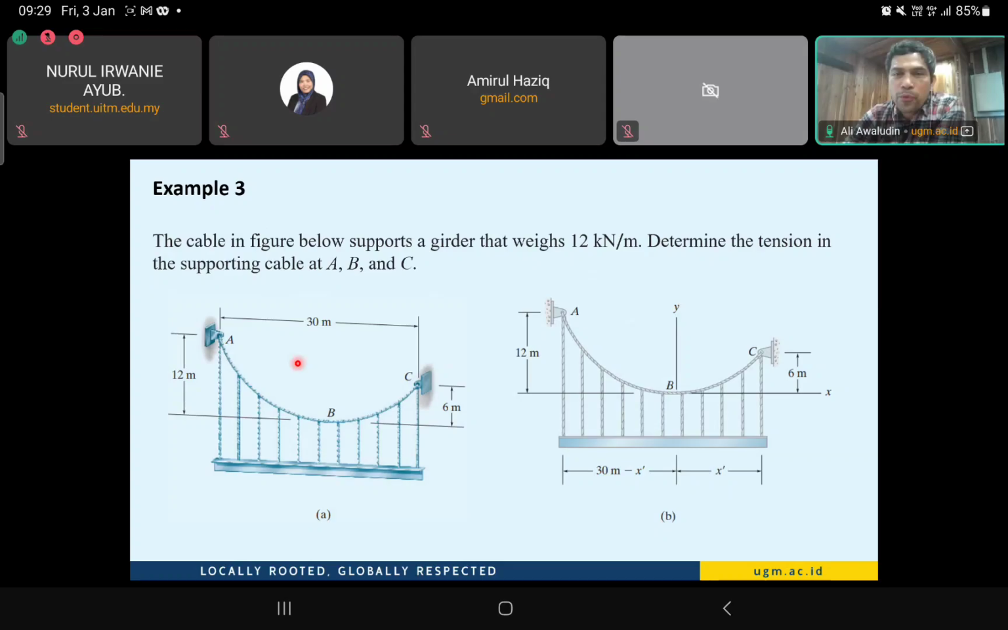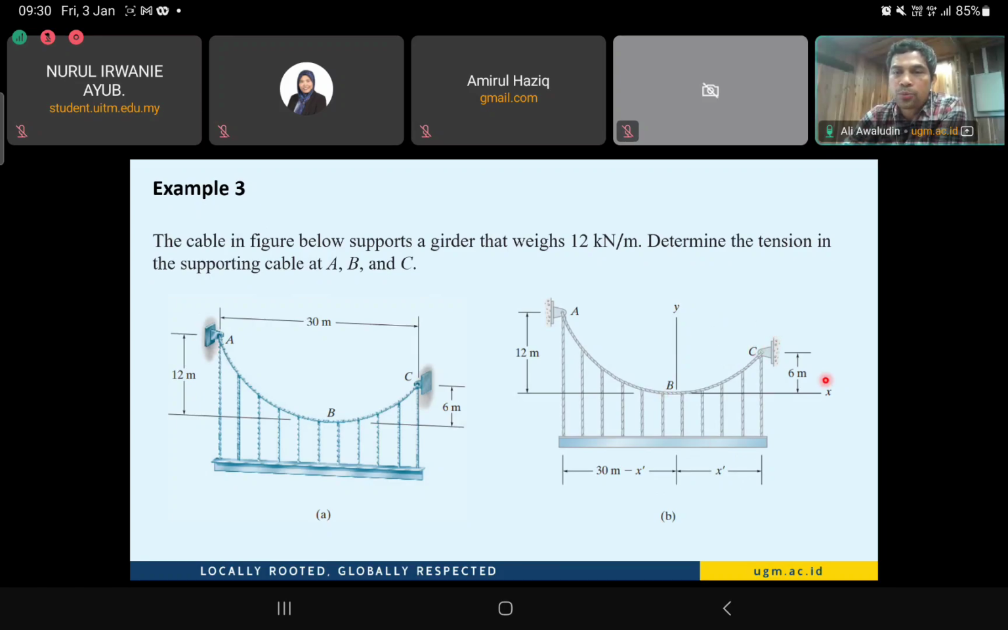Here we assume that X starts from point B, because B is the lowest. So point B has X equal to 0, becoming positive to the right side and negative to the left side. Here we have x prime for the left side, the total from B to C, and from B to A it should be 330 meters, which is the total length from A to C minus x prime. So this is our assumption.